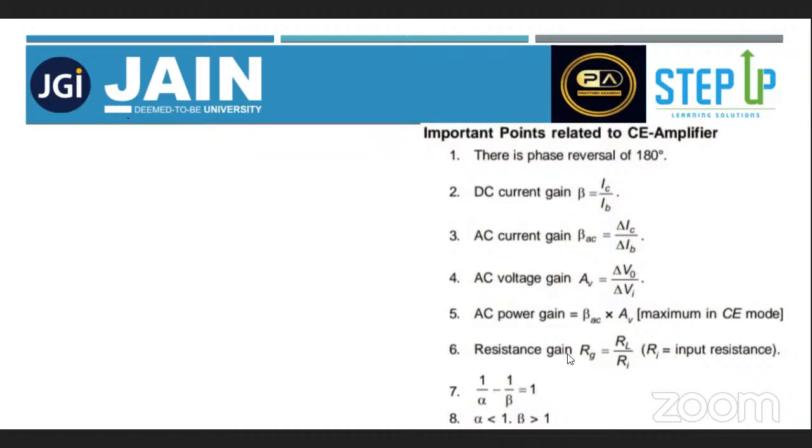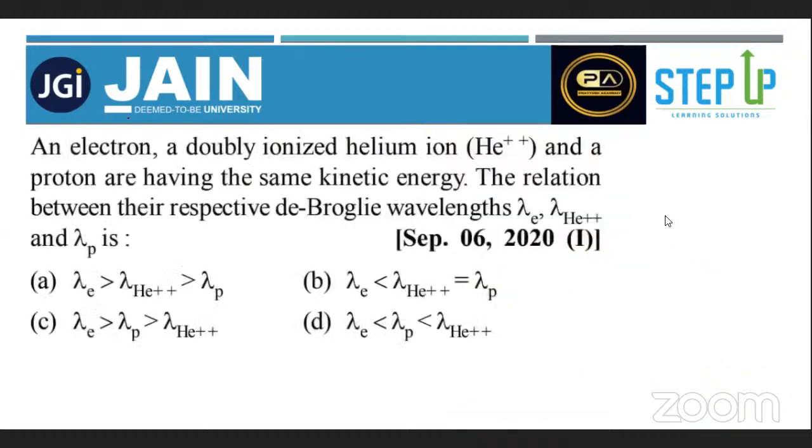This is again RG, resistance gain, RL by RI, where RI is input resistance. Again, alpha is in which case? Alpha is basically common base. Beta is in common emitter. Alpha will be less than 1 and beta will be greater than 1. Okay, so this is the basic theory for this.